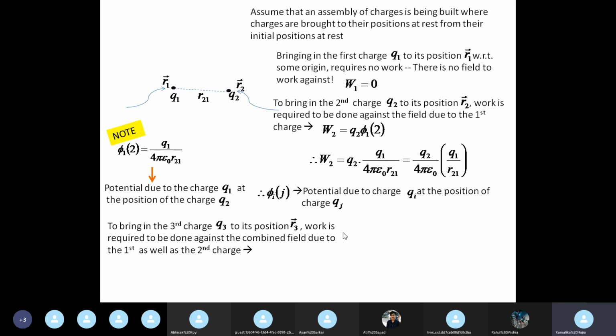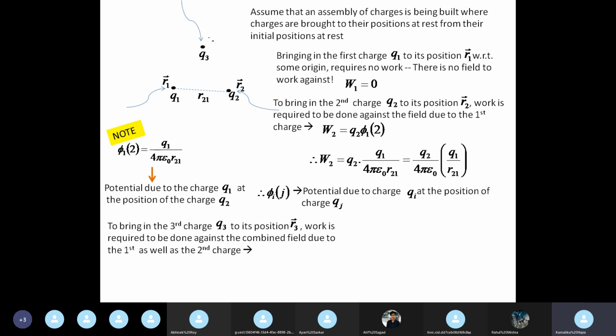Now Q1 and Q2 are already there. If you want to bring the third charge Q3 to its position R3, then you have to work against the combined field of Q1 and Q2. The more charges that are present, bringing in the next charge requires more work, because you are working against the field due to more charges. So bringing in the third charge requires work against the combined field of the first as well as the second charge.